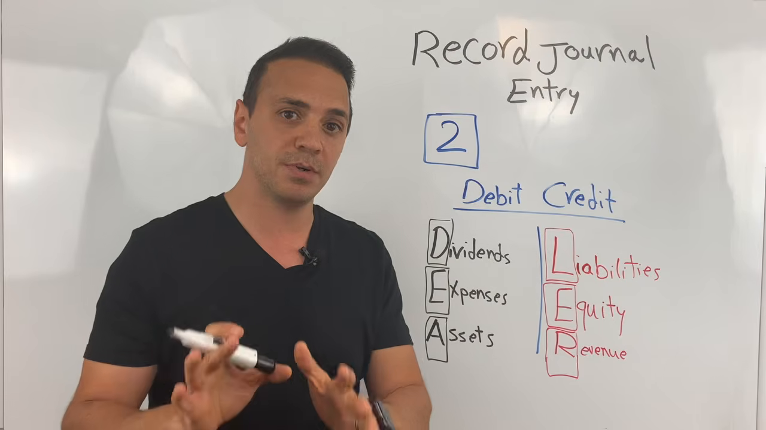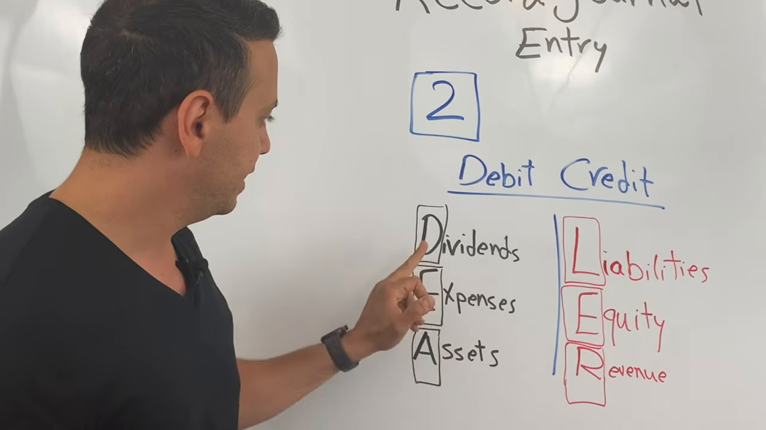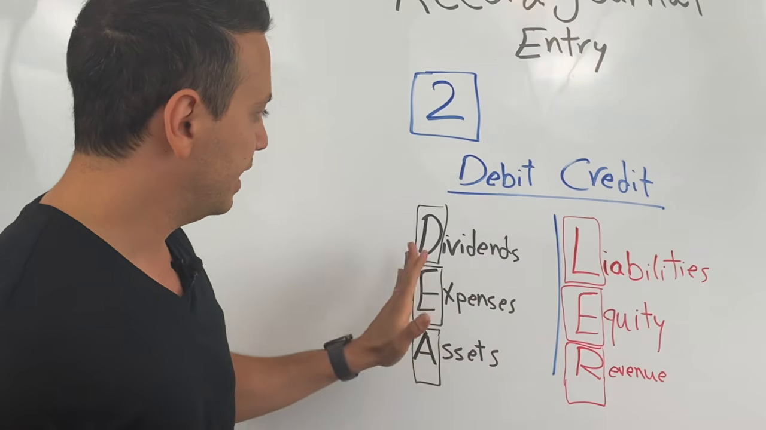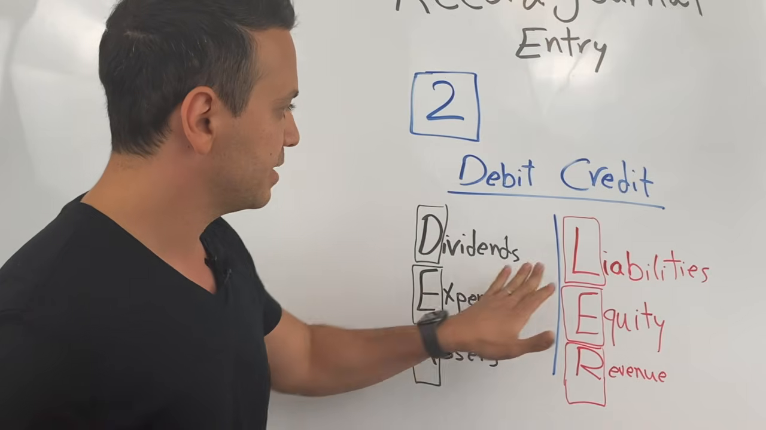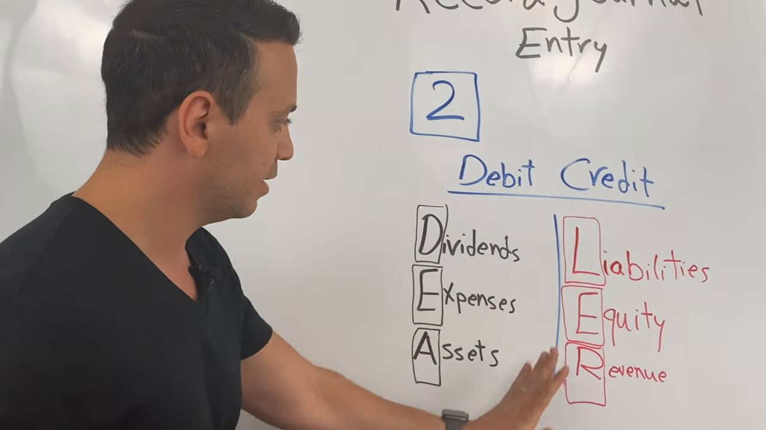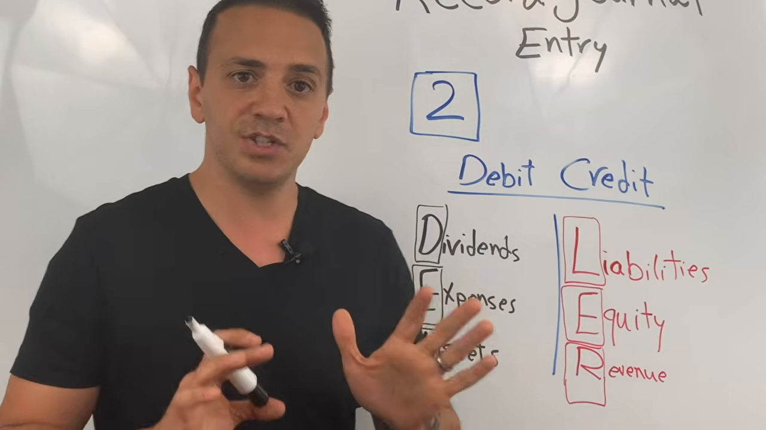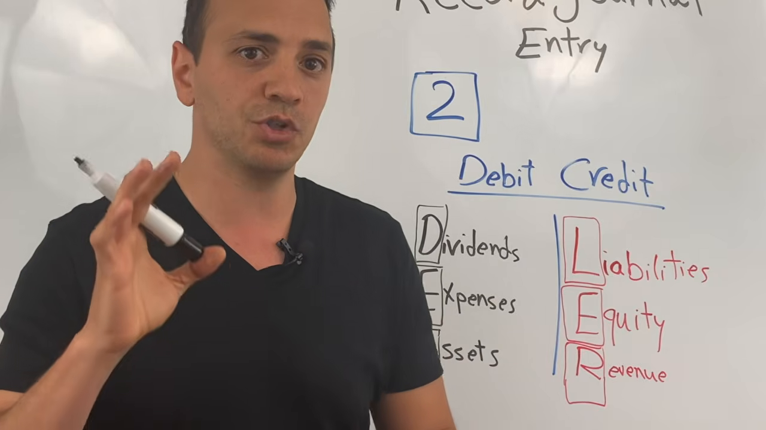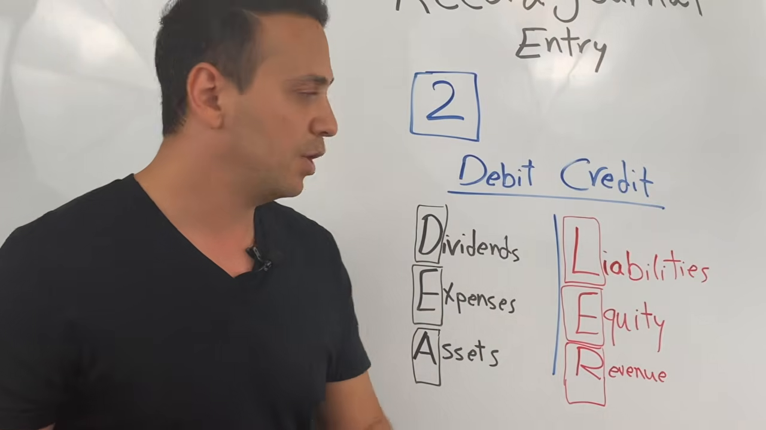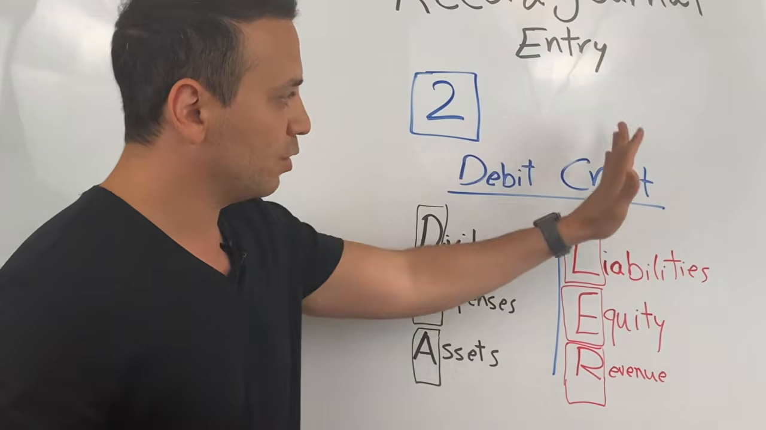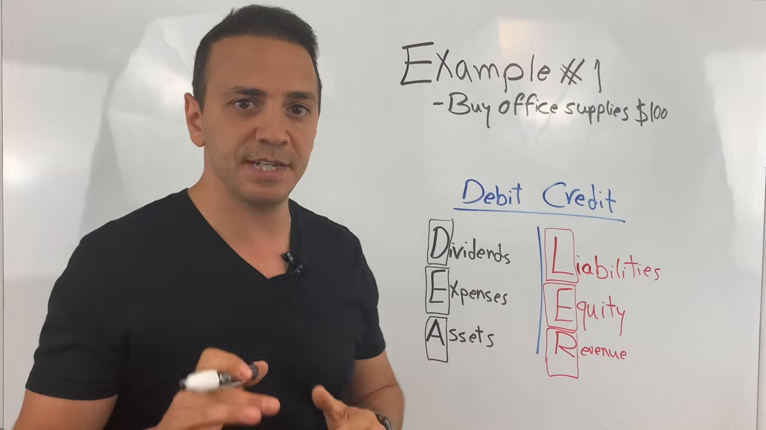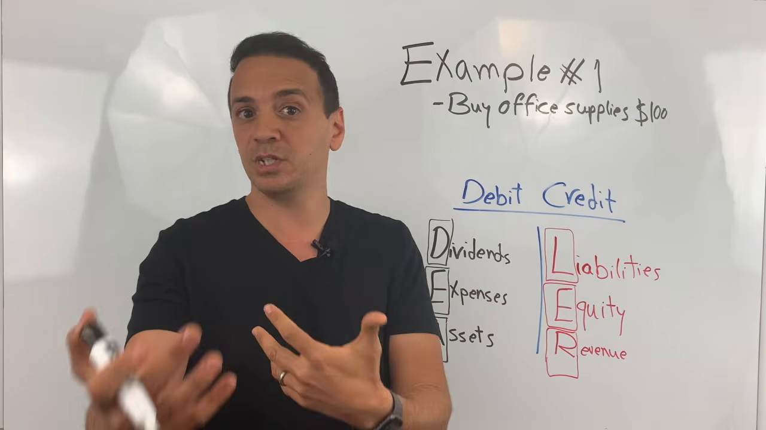If we always remember this acronym DEALER, D-E-A-L-E-R: dividends, expenses, assets, liabilities, equities, revenue. DEALER, an easy word to remember. As long as you have this handy whenever you're recording a journal entry, you'll always remember what goes in the debit side and what goes in the credit side. And now let's look at our first example so we can practice everything we talked about today.